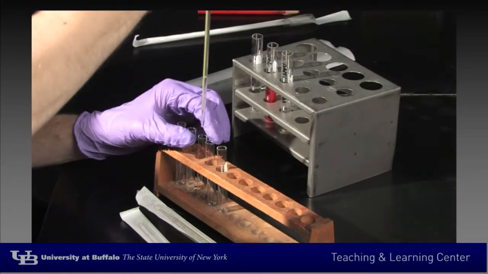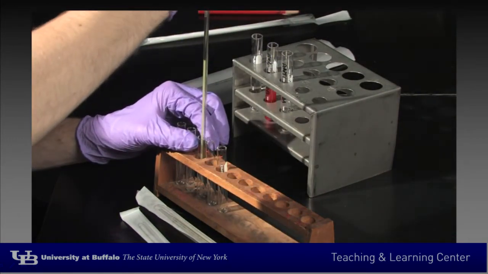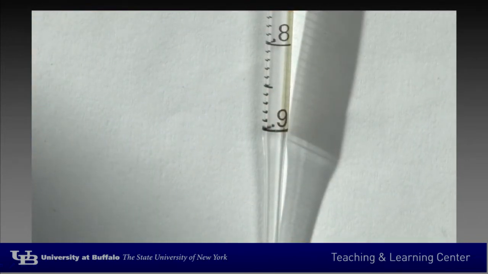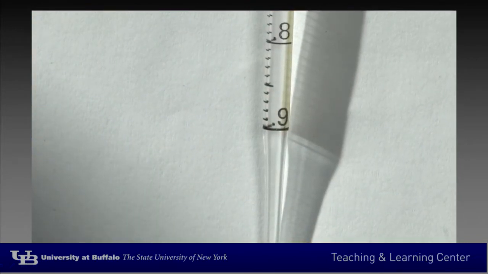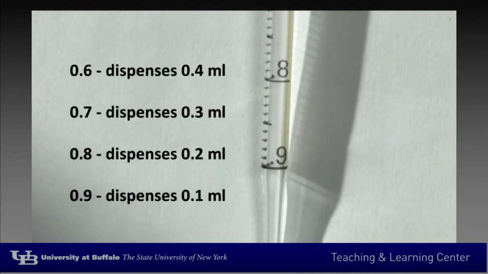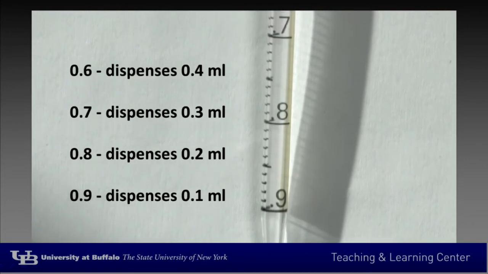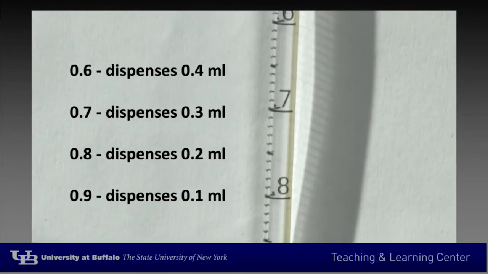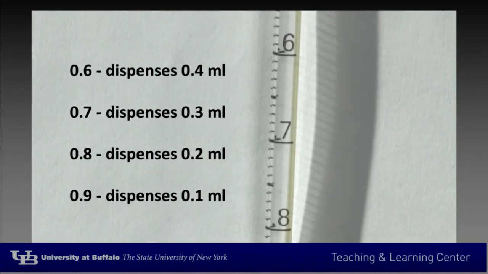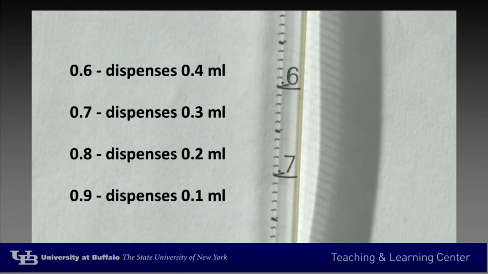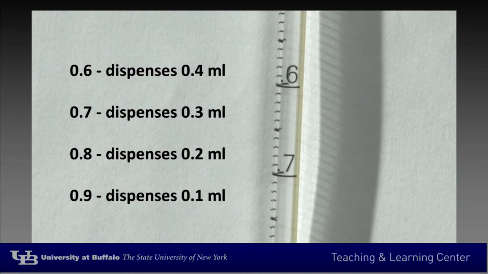To dispense 0.4 ml of saline into the tube, you will draw the suspension up to the 0.6 ml mark on the pipette. Since at 0.9 ml, a tenth of a ml is dispensed. At 0.8 ml, 2/10 of a ml is dispensed. At 0.7 ml, 3/10 of a ml is dispensed. And at 0.6 ml, 4/10 of a ml will be dispensed.